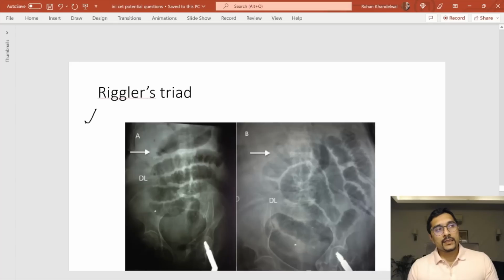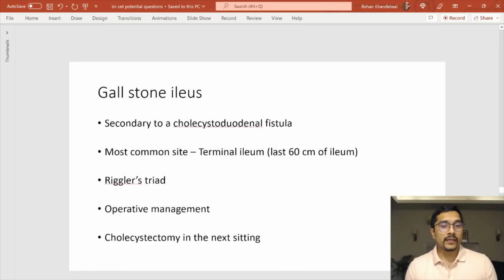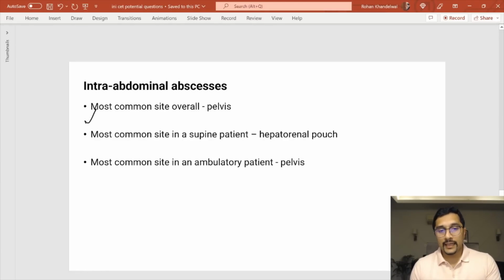Rigler's triad and Mirizzi syndrome are two scenarios which you should definitely know for the exam. Rigler's triad is seen in gallstone ileus, and Rigler's triad is pneumobilia, features of small intestinal obstruction, and a radiopaque shadow in the right iliac fossa. So gallstone ileus is secondary to cholecystoduodenal fistula, right? This you should know. Most common site is the terminal ileum. Rigler's triad I've already told you. And the emergency management is treatment of the obstruction. Cholecystectomy is done in the next sitting.